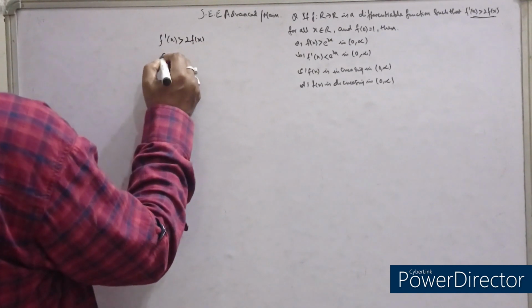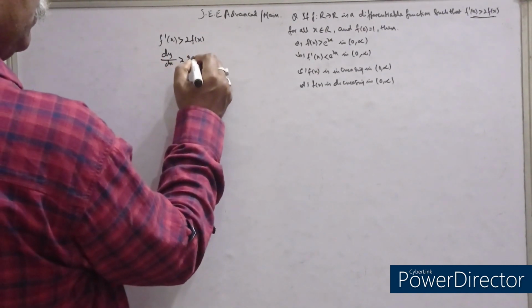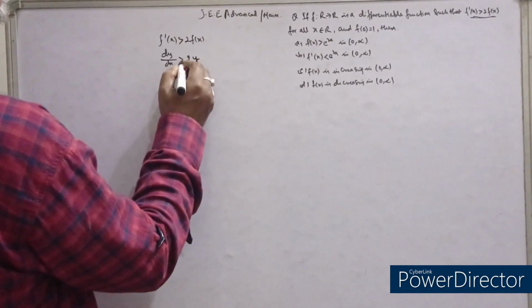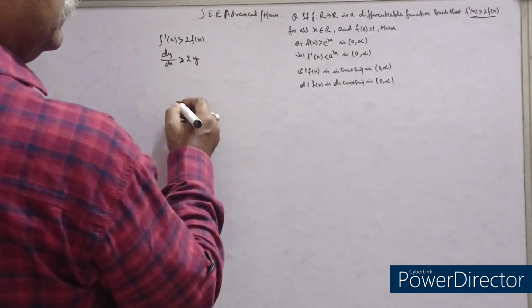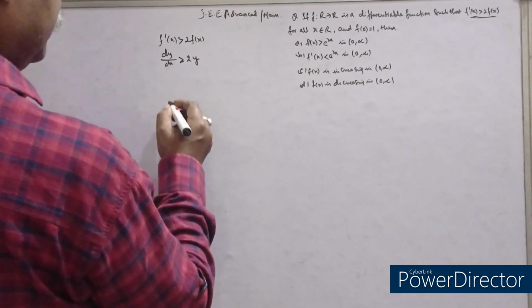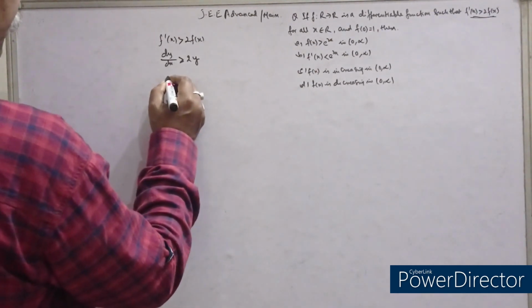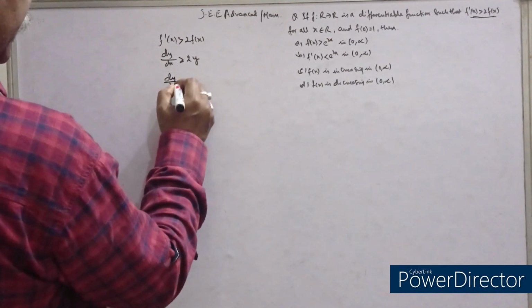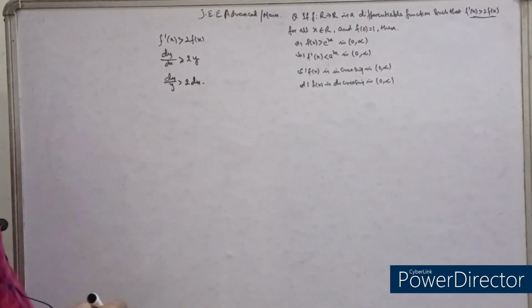That means f dash x, it is what? It is dy by dx. It is greater than 2 f(x), and f(x) is y. So here you see that dy by y is greater than 2 dx.